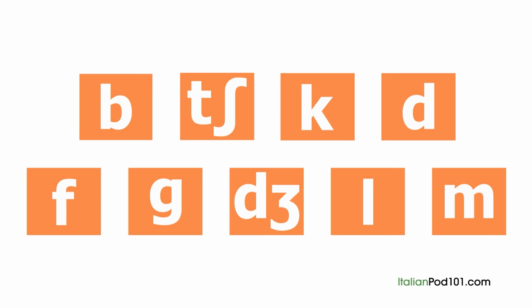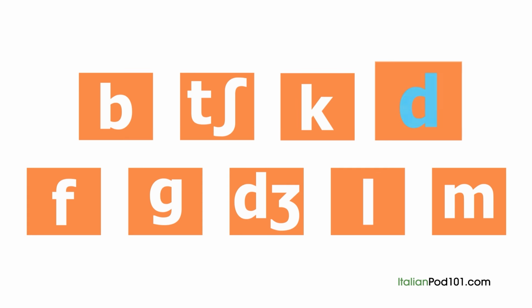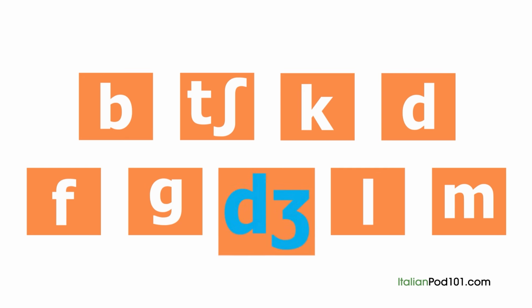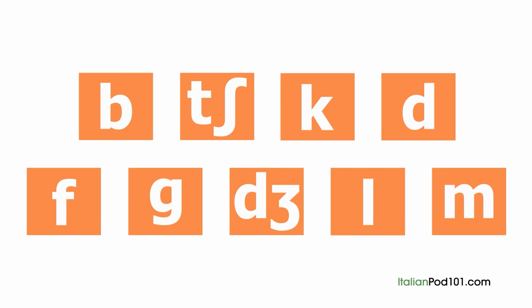In this lesson, you'll learn 9 Italian consonant sounds. B, C, K, D, F, G, J, L, M. These consonant sounds are identical to the ones in English. So if you know English, they should already be familiar to you. Are you ready? Then let's get started.